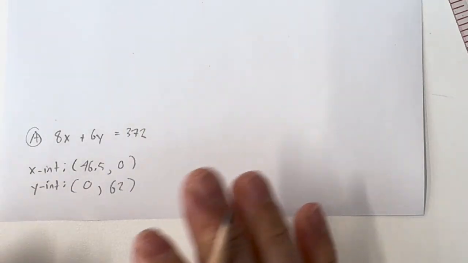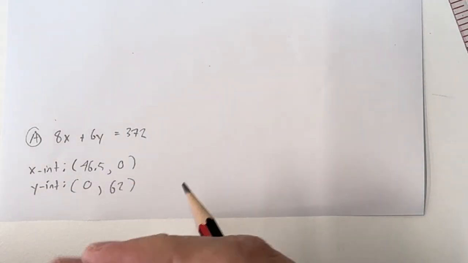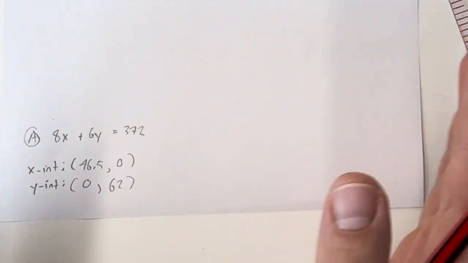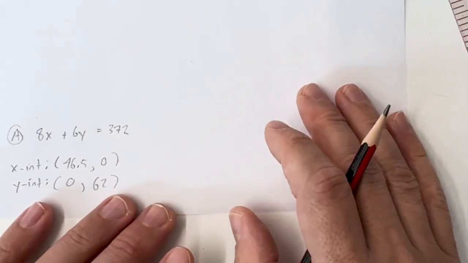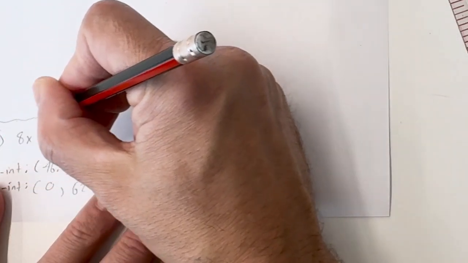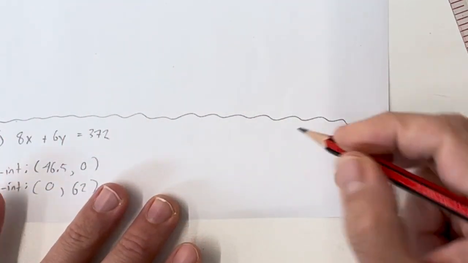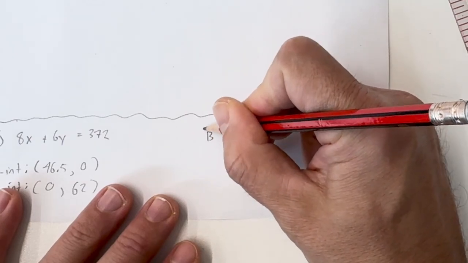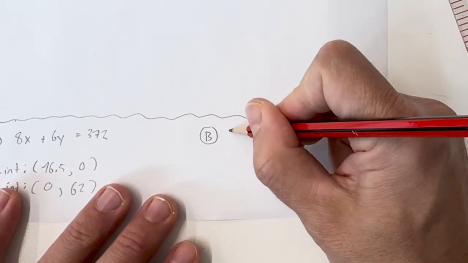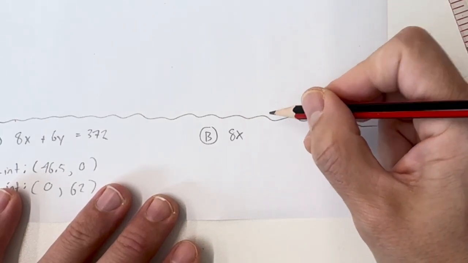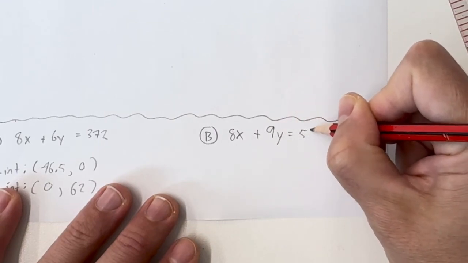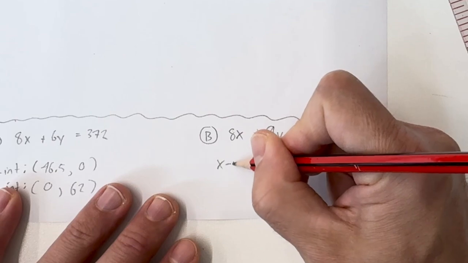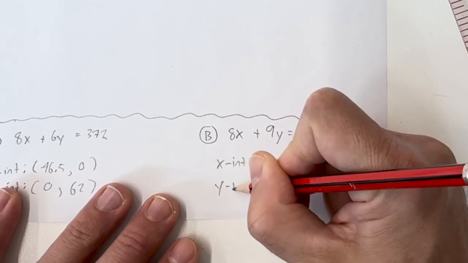I'm doing this to just try to think about the size and the scale of the sketch I need to make. This will just tell me where to start and stop, so I'm not drawing giant graphs or graphs that are too small and I can't use anyway. Let me draw a line here just to keep my little work area. Okay, and then for equation B, I'm just going to say 8x plus 9y is 510. And so my x-intercept and my y-intercept.